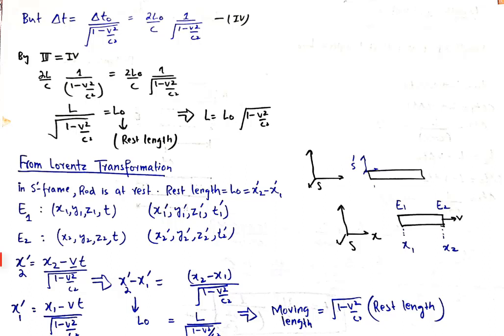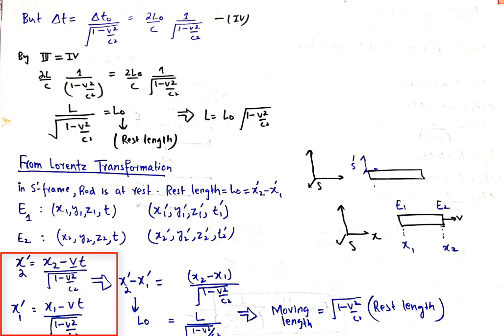Now we can use the Lorentz transformation equation. We obtained the Lorentz transformation equation in the previous video, so you can find a link in the description. This is how we can transform the x coordinate from one frame to another frame. So x2 prime, the corresponding x coordinate in the rest frame, will be x2 minus vt divided by square root of 1 minus v squared by c squared. Similarly, x1 prime will give me x1 minus vt divided by square root of 1 minus v squared by c squared.